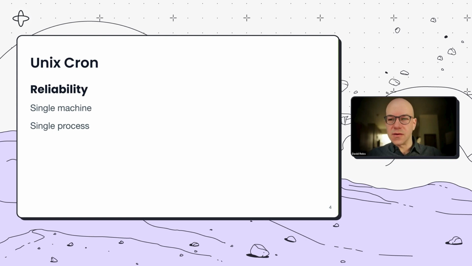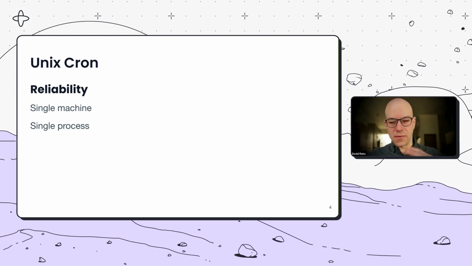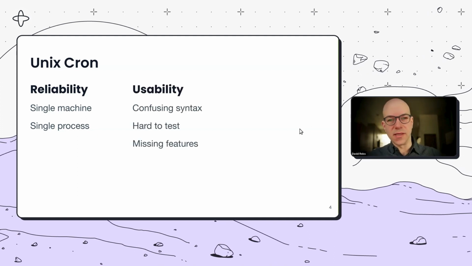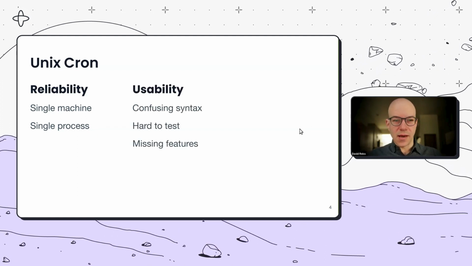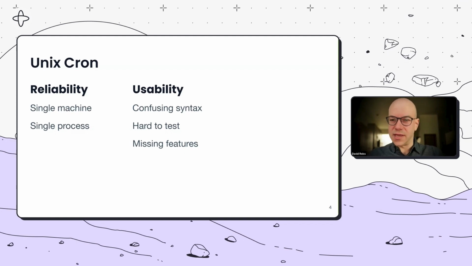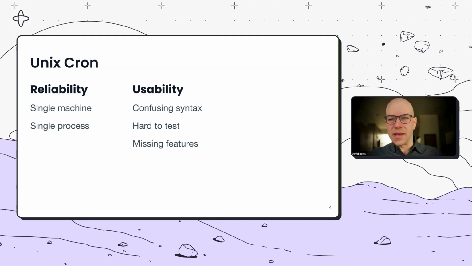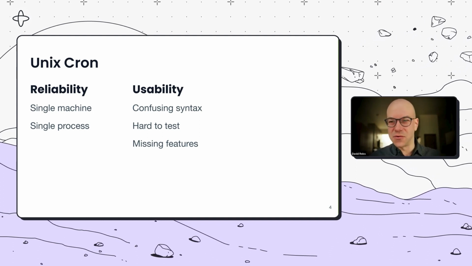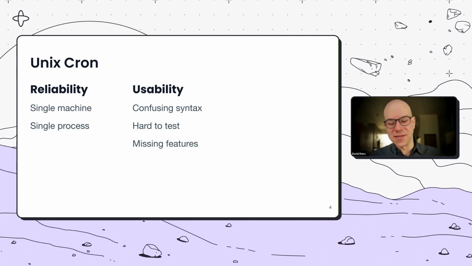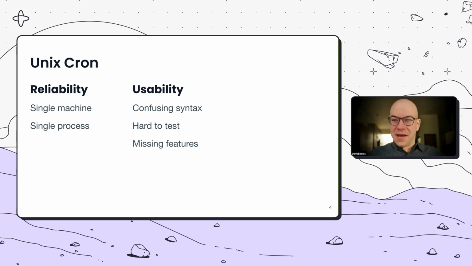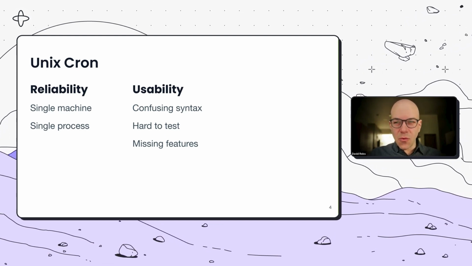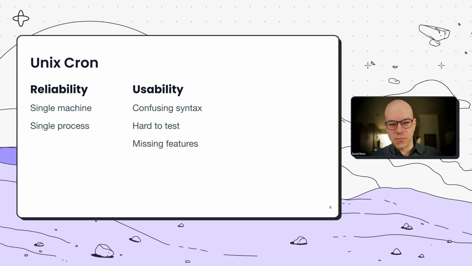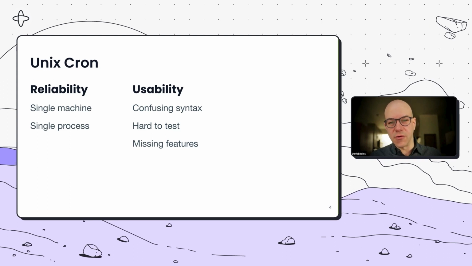This falls under the category of reliability. Another problem is usability. It's kind of hard to use. The syntax is confusing. I admit I've been using cron for 20 years, and I still have to look up the order of fields in a crontab file. One point that used to bother me, it's hard to test cron jobs. You put something in the file, and then you don't know exactly how it's going to run.